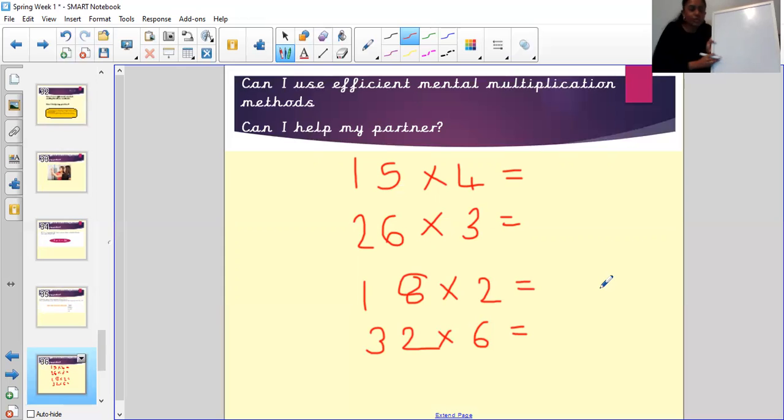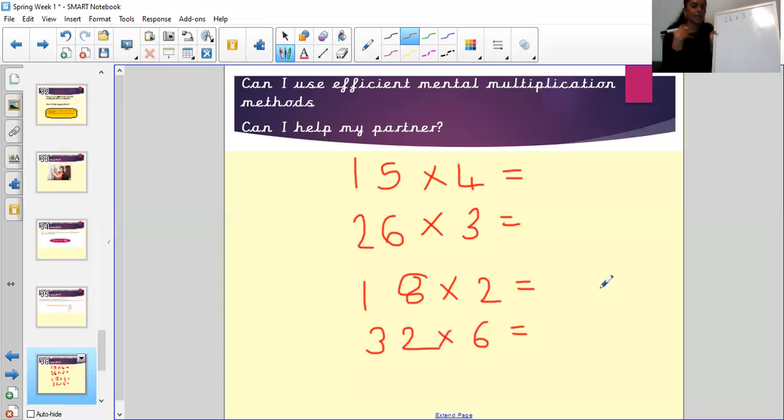Okay, so you might have tried to work these out. Some of you might have struggled, or you might have actually found that concept quite easy. So I'm going to go through the rest of the 3 questions. So the next number we've got is 26 times by 3. So the best way that I find to work it out is, again, to break it up. So 26.